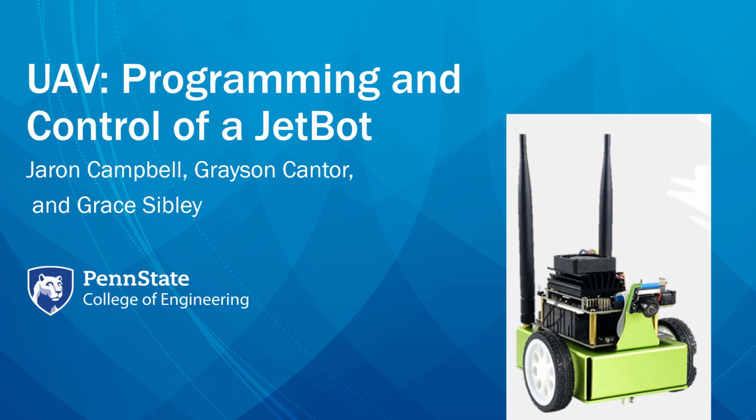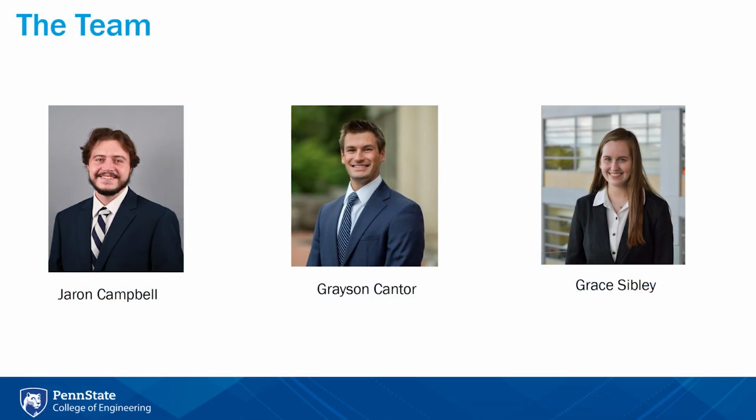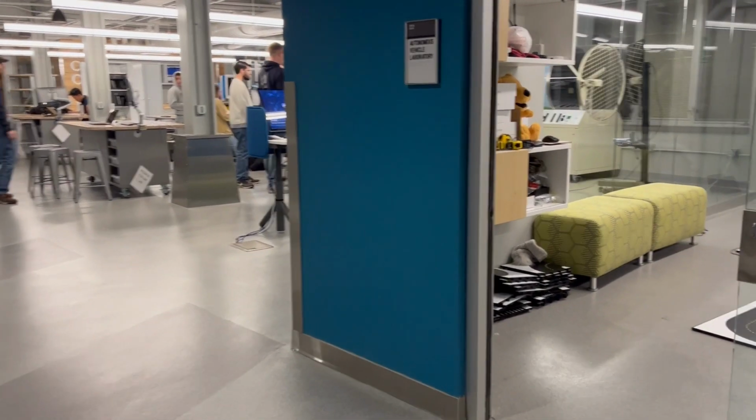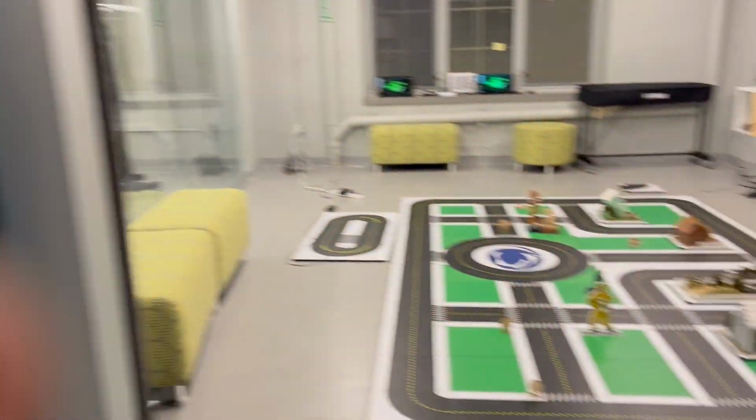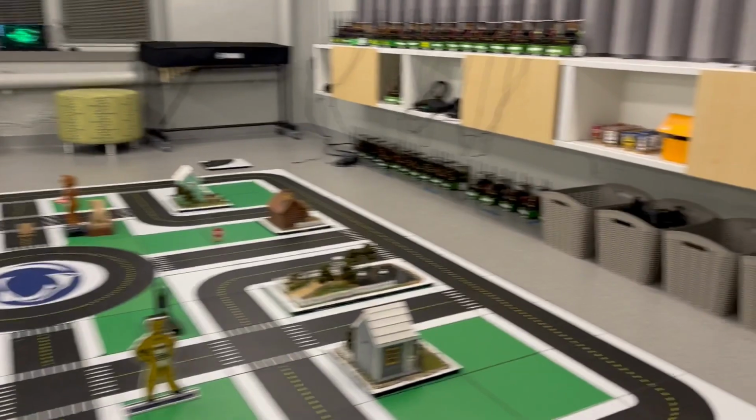This project developed an understanding of unmanned autonomous vehicles and the programming and control of a jetbot. Our team of 3 aspiring engineers, Jaron, Grayson, and Grace, worked together to combine 6 objectives that we explored during the ME435 UAV module to simulate an autonomous driving system that could select and execute a desired path.